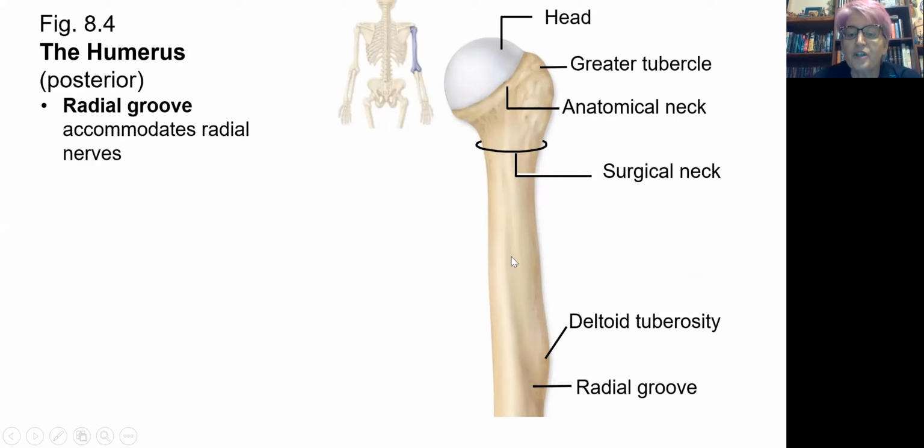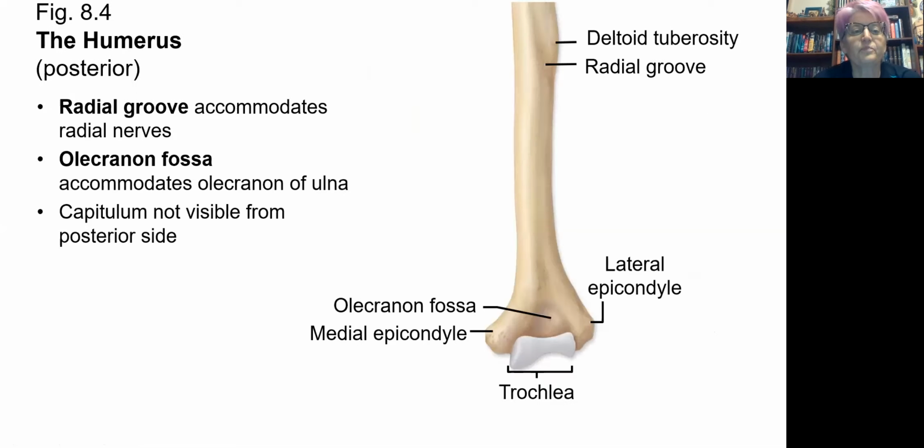Deltoid tuberosity, and then just behind the deltoid tuberosity is the radial groove, which accommodates the radial nerve. So the radial nerve is going to go down that to the hand, or to the radius, excuse me. And then down at the distal end, we see just one fossa, the olecranon fossa. And the olecranon process of the ulna is going to go into that fossa.